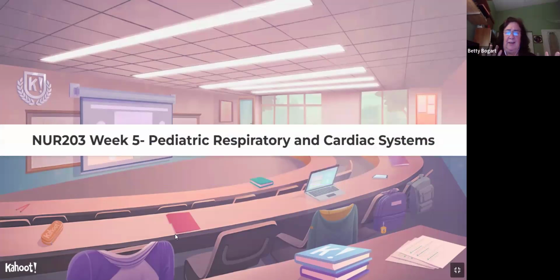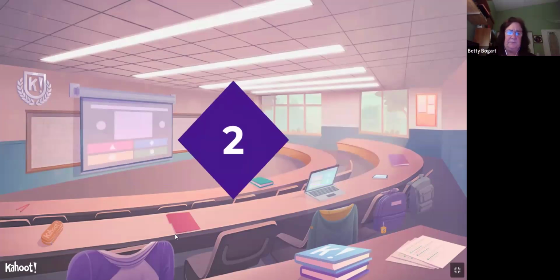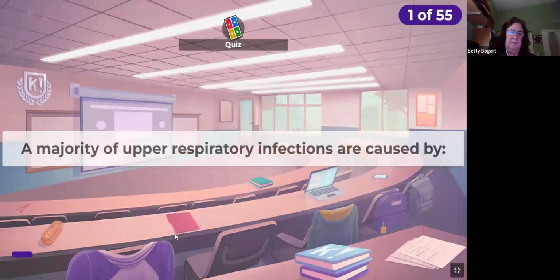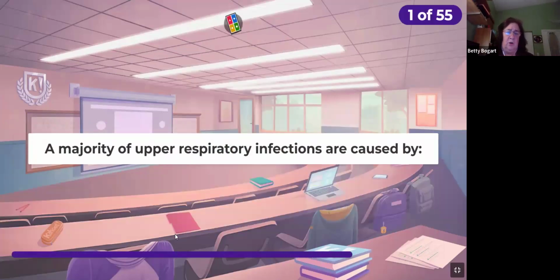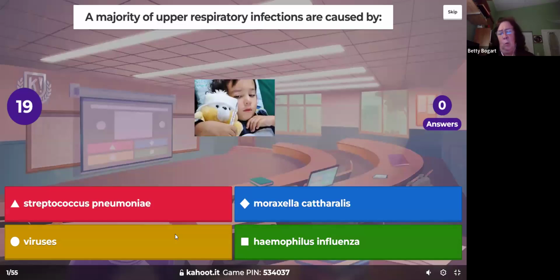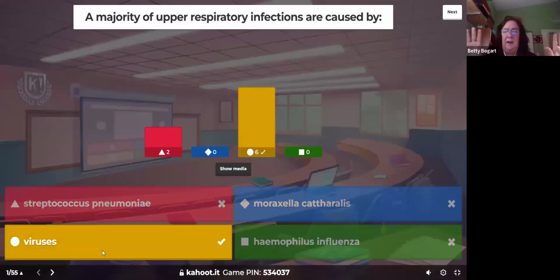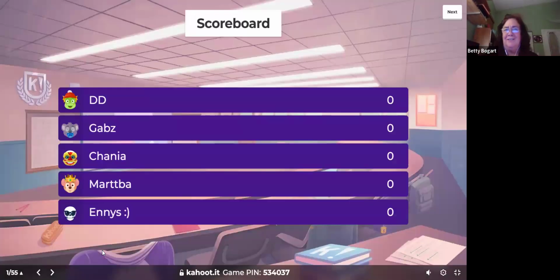Week 5, respiratory and cardiac. A majority of upper respiratory infections are caused by what? And it's viruses. You take your kid to the doctor, they have this upper respiratory, they have this fever, you think they need antibiotics, they say it's a virus, go home, it's nothing. And you're like, I wanted antibiotics for my kid, but usually it is a virus.